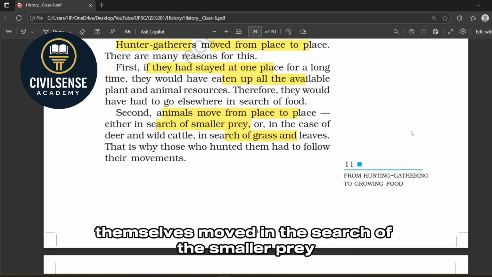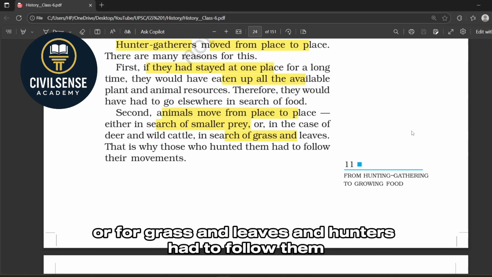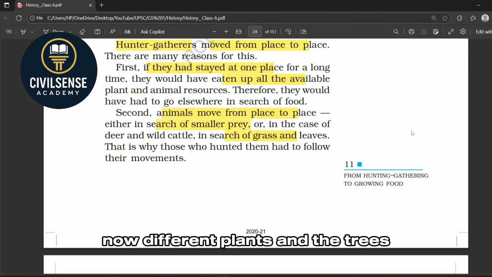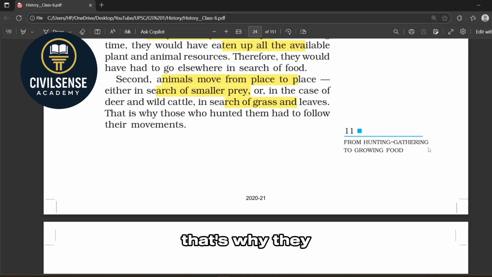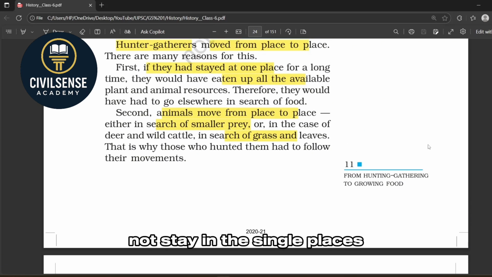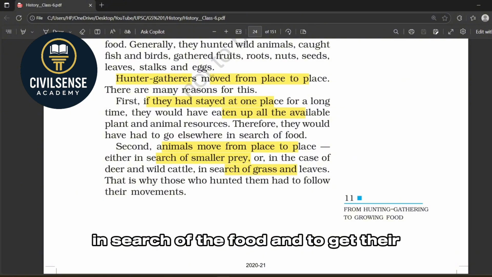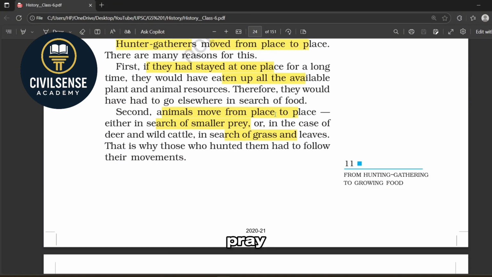So animals themselves moved in search of smaller prey or for grass and leaves, and hunters had to follow them. Now, different plants and trees bore fruits in different seasons. So people had to move to get seasonal food. That's why they did not stay in a single place. They would move from place to place in search of food and to get their prey.